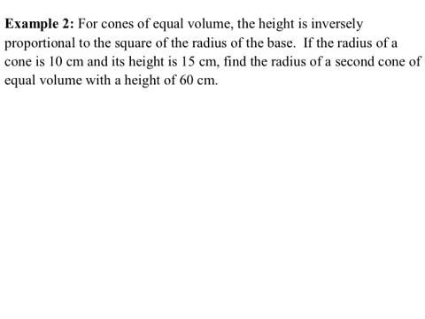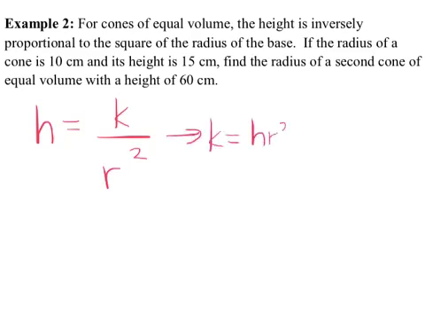So here we've got an example where not only is it inversely proportional, but it's the square of the radius of the base. Again, we're going to have to find some other scenarios, so let's find our constant k. So k is going to be h r squared, if I multiply r squared on both sides, so these cancel, leaving r squared up here.